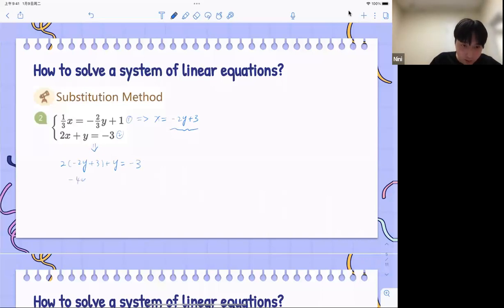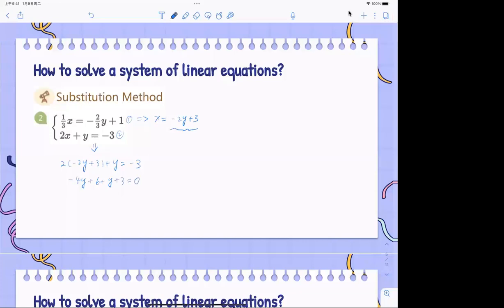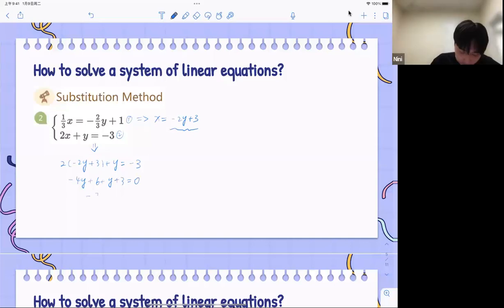So we got this stuff here, right? And we are going to move this -3 from the right side to the left side. So we can do this quickly. And what we got is actually 3y plus 9 is equal to 0. That means 3y is equal to -9. So that means y should be equal to 3.